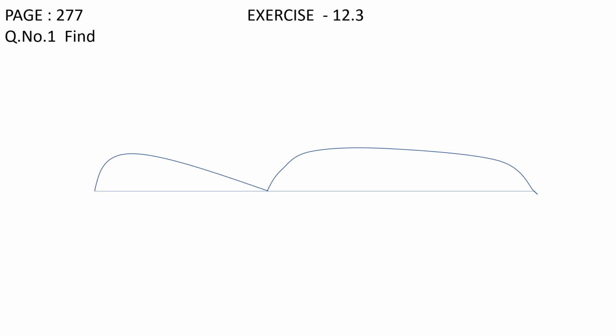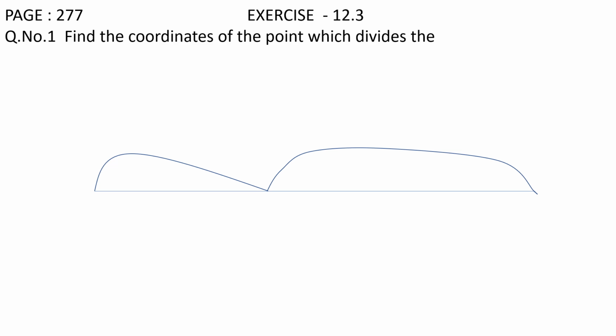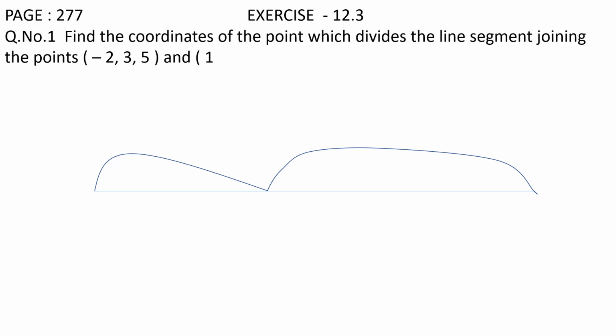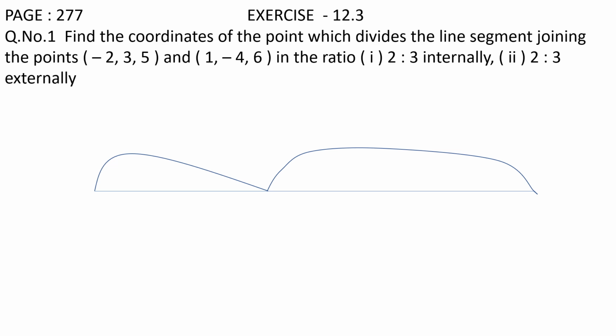See the question number 1. Find the coordinates of the point which divides the line segment joining the points -2, 3, 5 and 1, -4, 6 in the ratio 2 is to 3 internally, second part 2 is to 3 externally.